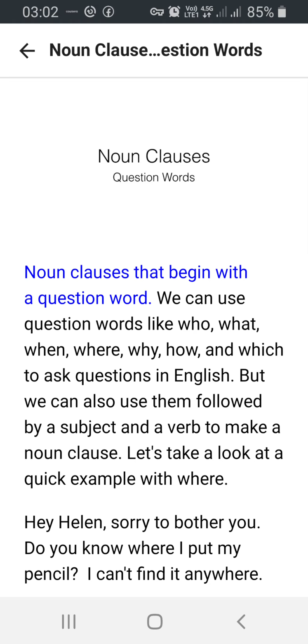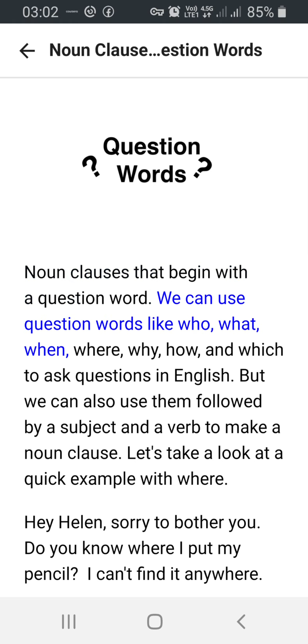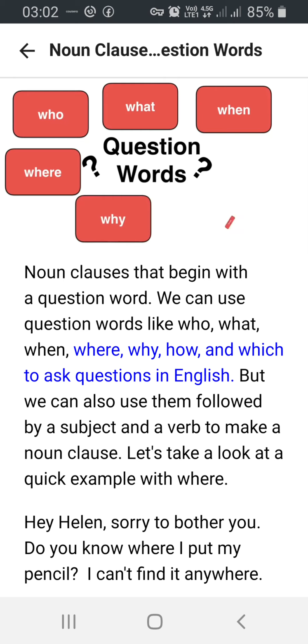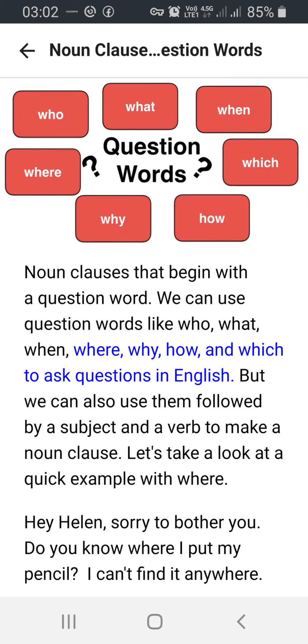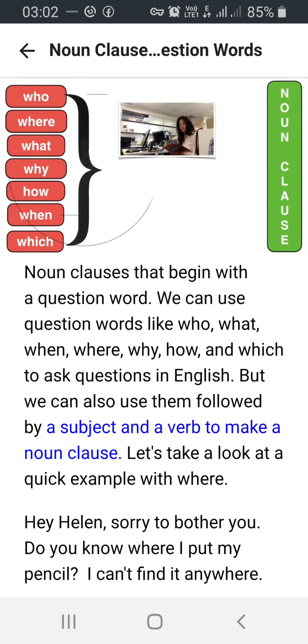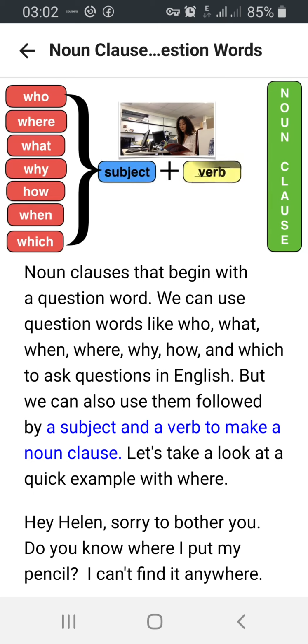Noun clauses that begin with a question word. We can use question words like who, what, when, where, why, how, and which to ask questions in English. But we can also use them followed by a subject and a verb to make a noun clause. Let's take a look at a quick example with where.